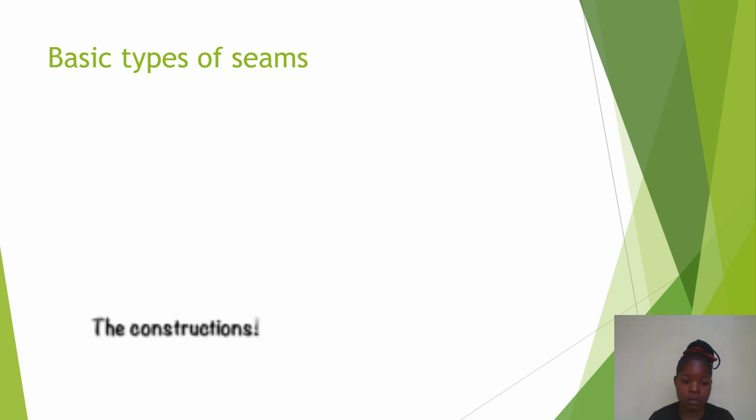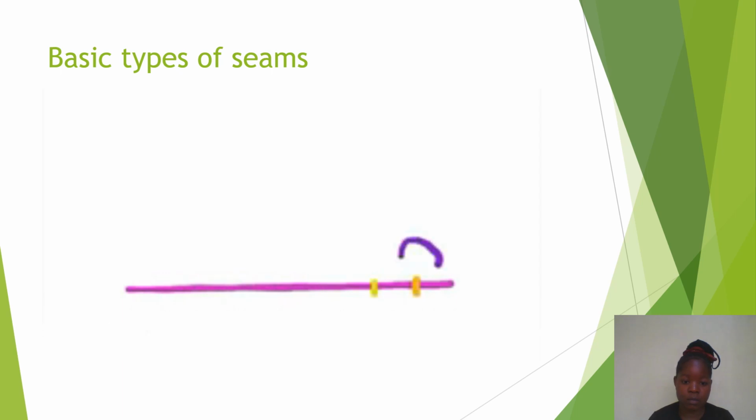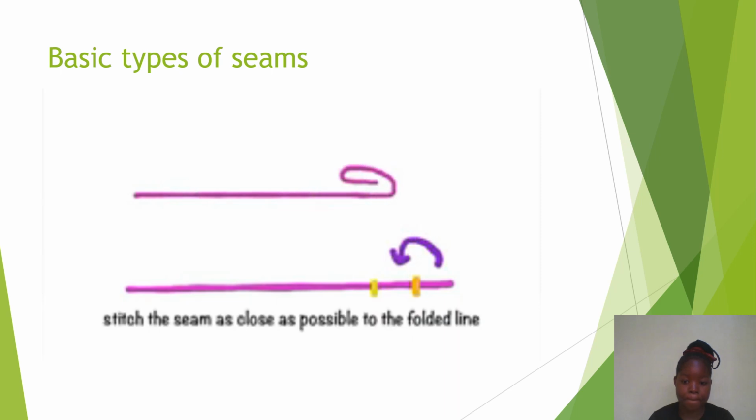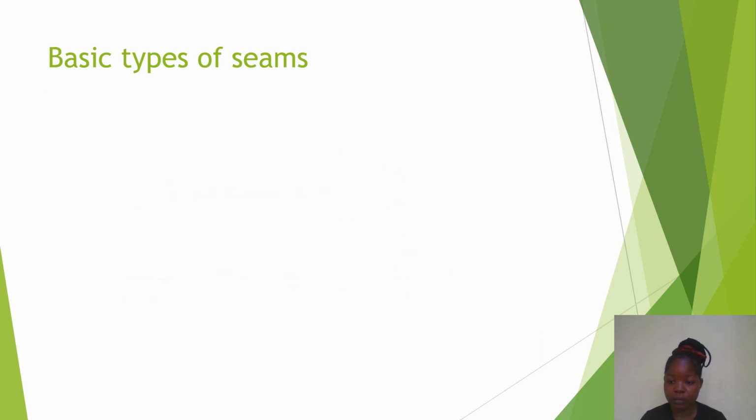The constructions. Prepare a piece of fabric and mark the folding line. The size depends on the width of the seam desired. Fold it or roll it just like this. Stitch the seam as close as possible to the folded line. How to make it.